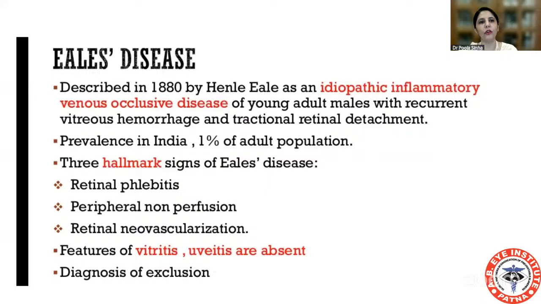Eales disease is very commonly seen. It's an idiopathic inflammatory venous occlusive disease of young adult males. There are 3 hallmark signs, being retinal phlebitis, peripheral non-perfusion, and retinal neovascularization when there is ischemia. The pathognomonic feature of vitritis and uveitis is absent.